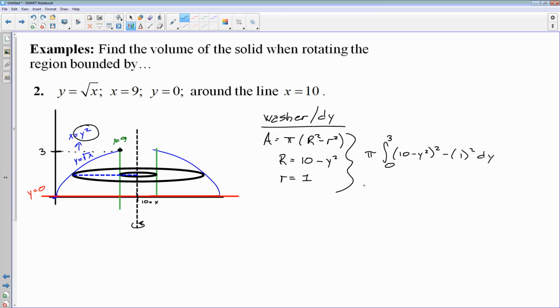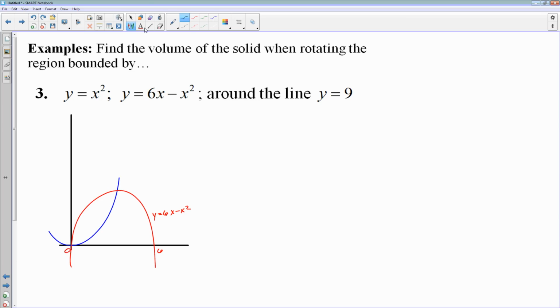Again, I'm going to clean this up to get it ready to integrate, although I'm not going to do that just yet. I'll come back and do it in a little bit. This will be the integral from 0 to 3. We do need to expand that. 10 squared is 100. Do the outers and the inners. You get minus 20 y squared plus y to the fourth minus 1 squared, which is 1. And then I will go that one last step, the ever difficult task of 100 minus 1 is 99. So 99 minus 20y squared plus y to the fourth dy. And that integral will find your volume of this solid. So remember, with your radii, you want to do top minus bottom or right minus left.